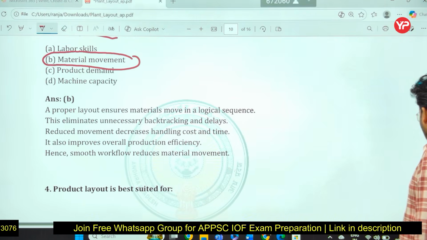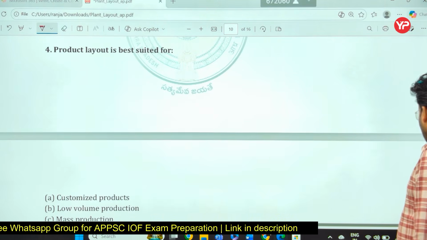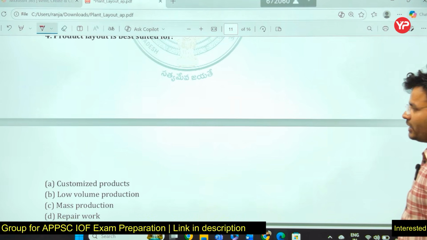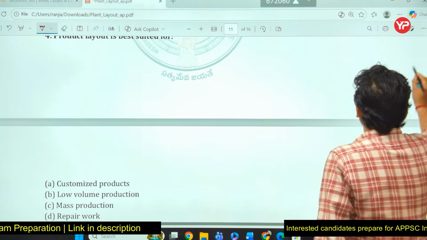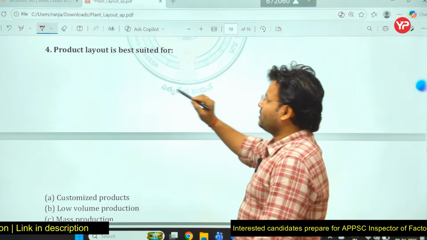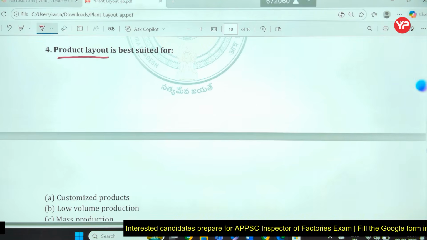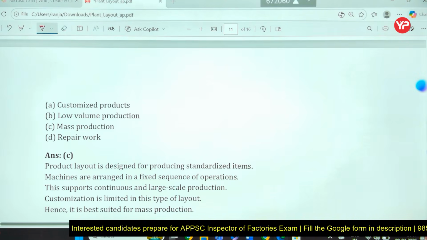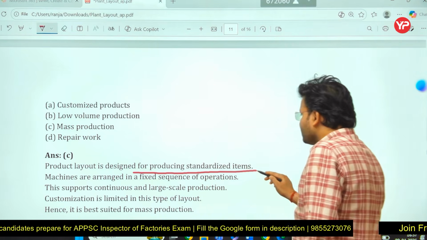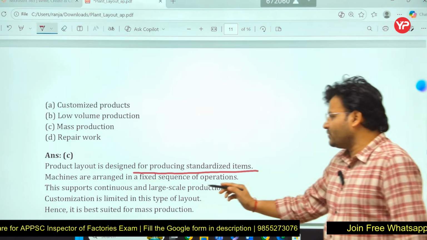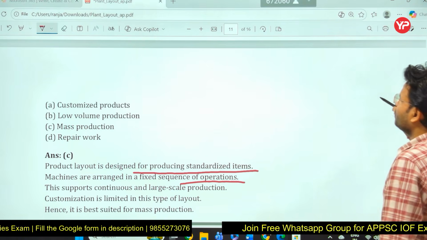Next question. Product layout is best suited for customized product, low volume production, mass production or repair work. What do you talk about? Product layout. Product layout is what? Tell me. Simply we can say product layout is designed for the production of standardized items. Machines are arranged in a fixed sequence of operation. Line layout is also known as what, my dear friends?